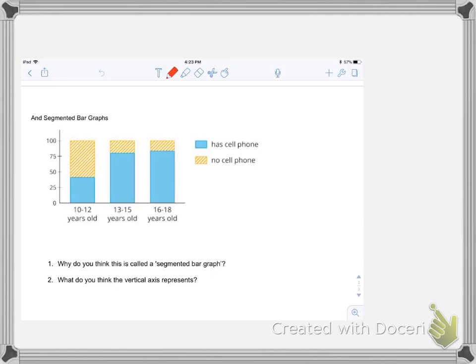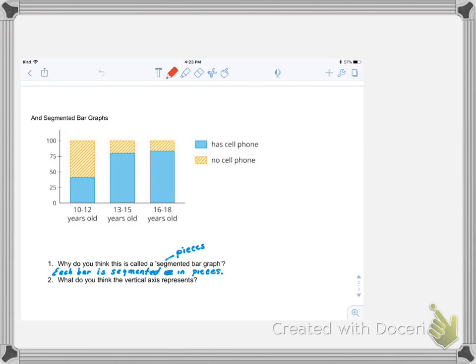So we have another way of looking at the same information, but you're going to see the numbers are a little bit different here. This one is called a segmented bar graph. So again, I'd like you to take a close look at it and decide why you think it's called a segmented bar graph. Hopefully after looking at it, you've realized that segmented means pieces, and so this is a segmented bar graph because each bar is segmented into pieces.